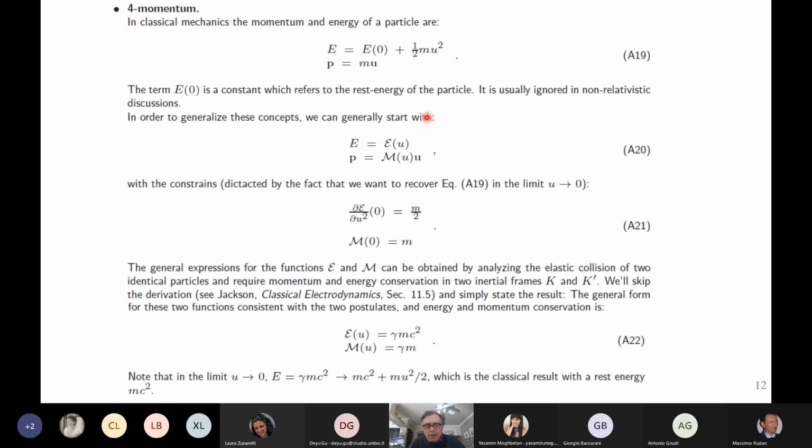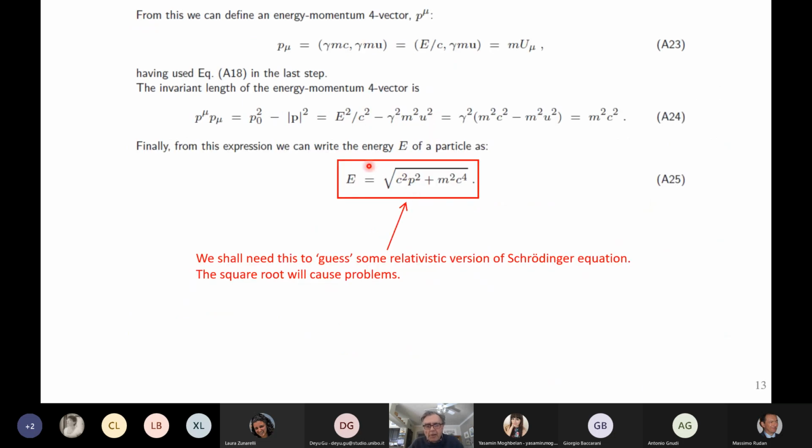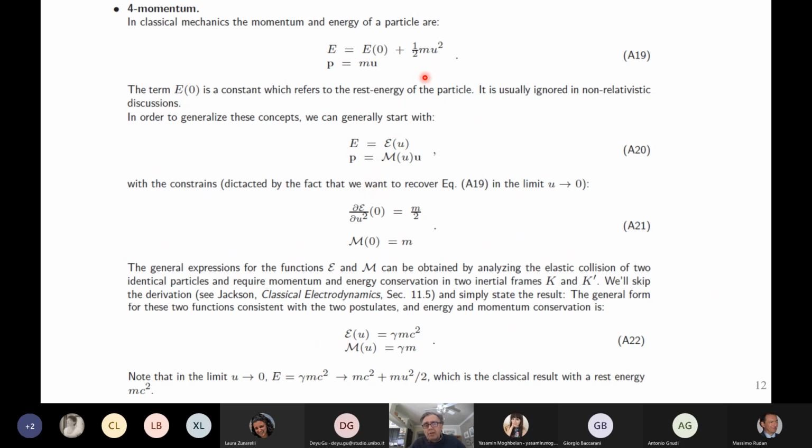Now, what I'd like to drive to now is the final object, and we will essentially have to find an expression for the total energy of the particle. We will need that in order to discuss relativistic versions of the Schrödinger equation, possible relativistic versions. So the idea is, how do we express the total energy of a particle in terms of its momentum, or its velocity, if you wish?